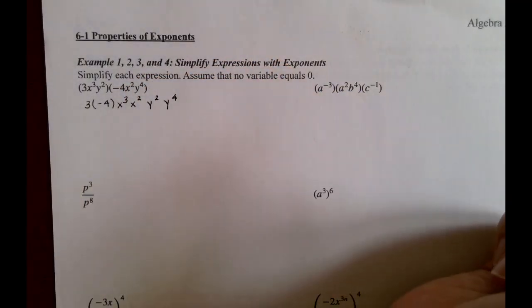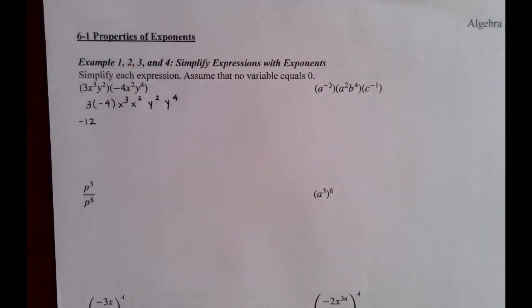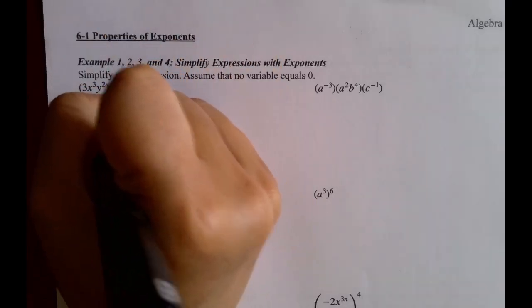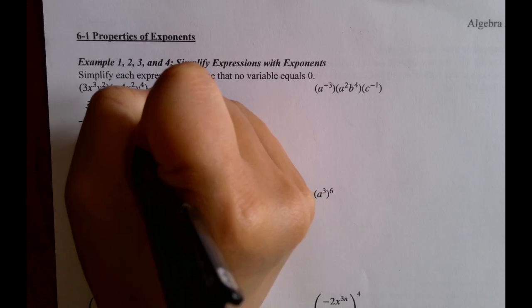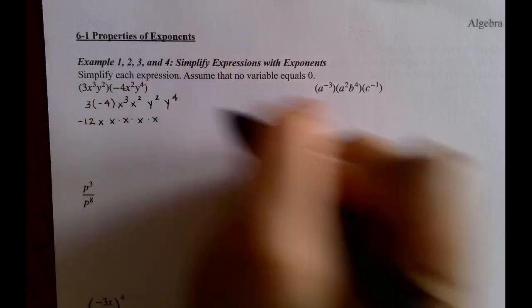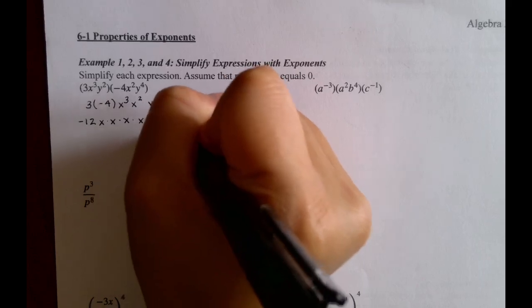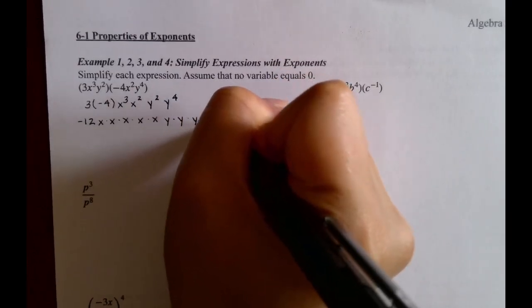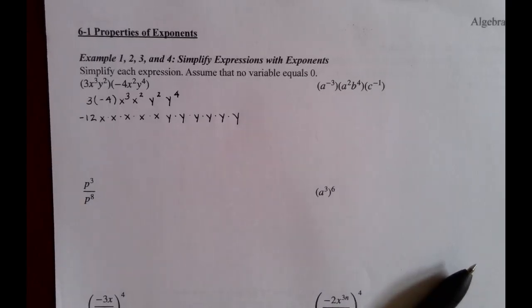Okay. So 3 times negative 4 is negative 12. Okay. And then x cubed stands for x times x times x, and x squared stands for x times x. Okay. Y squared is y times y, and y to the fourth is y times y times y times y. Okay. So then let me just highlight so that way you can see this.